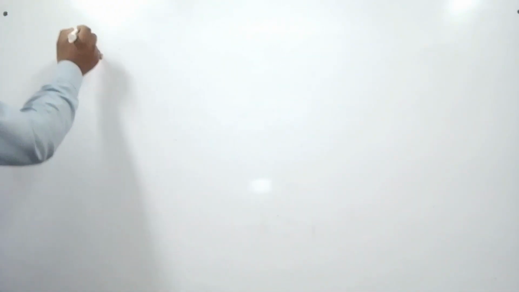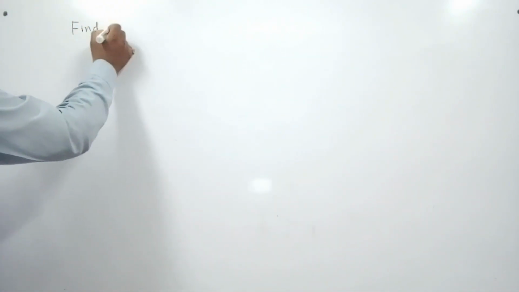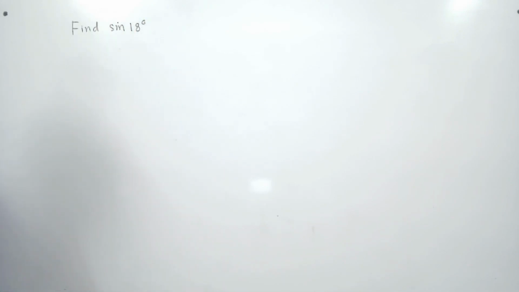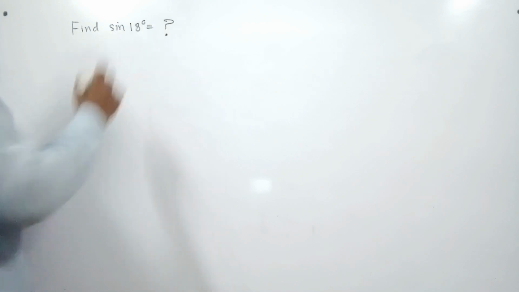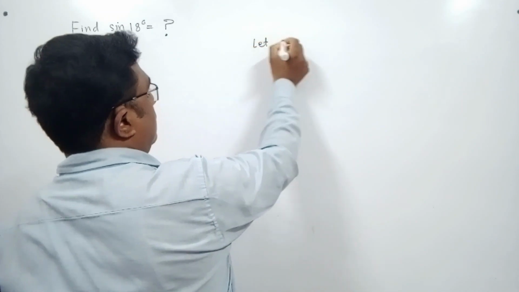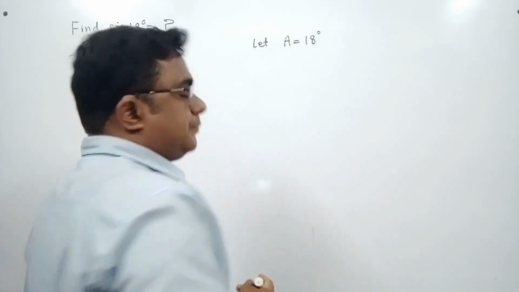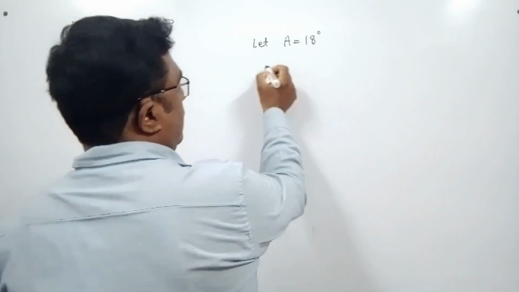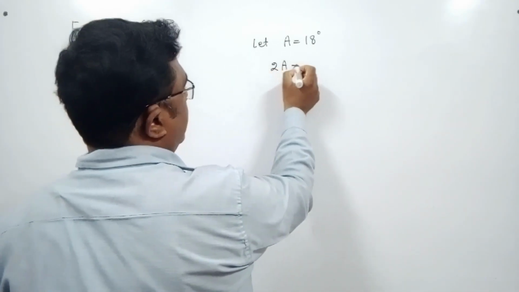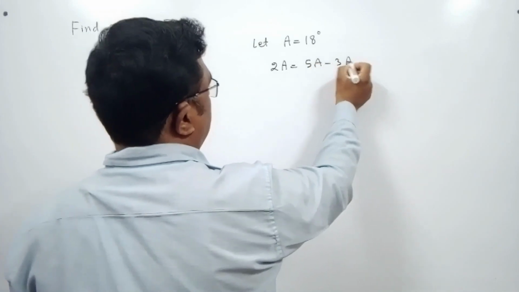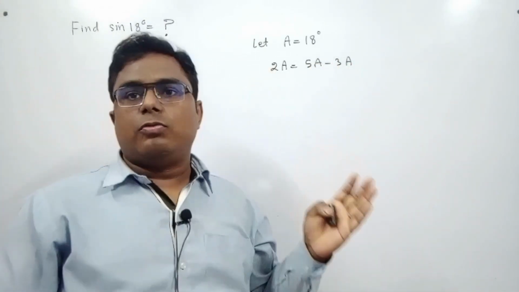Dear students, in this video we will find out the value of sine 18 degree and the value of cos 36 degree using various identities. So first of all, I am starting with sine 18 degree. Let us assume that A is equal to 18 degree, and we also know that 2A can be written as 5A minus 3A. Algebraically it's correct that 2A is equal to 5A minus 3A.